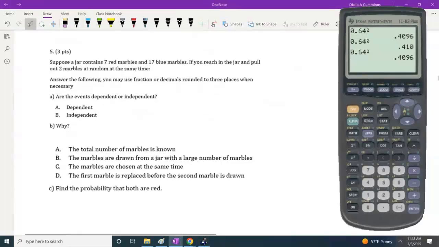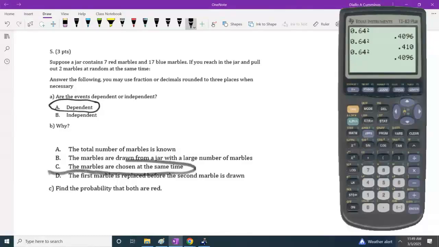Problem number 5. Suppose the jar contains 7 red marbles and 17 blue marbles. If you reach in the jar and pull out 2 marbles at a time, at the same time, answer the following questions. Are the events dependent or independent? Well, since you pull 2 out at the same time, the probability of one affects the probability of the other, so those are dependent. The reason why they're dependent is because the marbles are chosen at the same time.